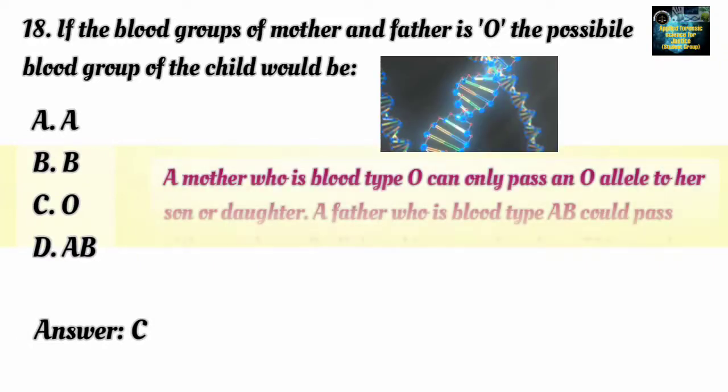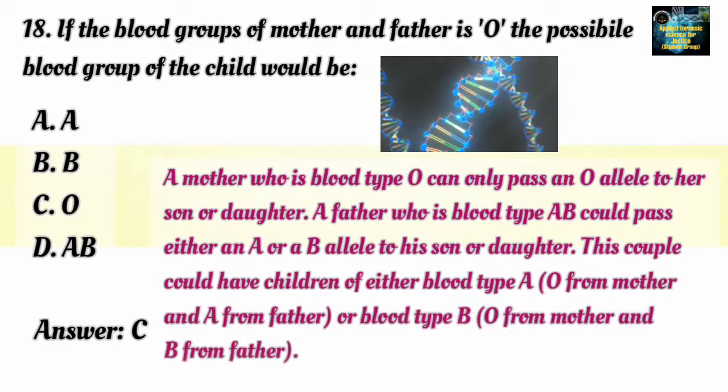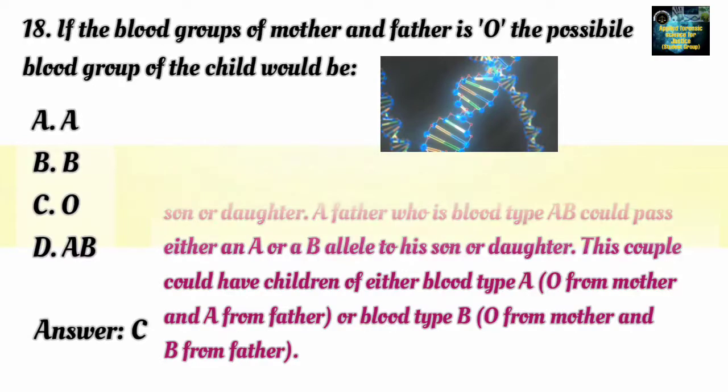A mother who is blood type O can only pass an O allele to her son or daughter. A father who is blood type AB could pass either an A or a B allele to his son or daughter. This couple could have children of either blood type A, that is O from mother and A from father, or blood type B, that is O from mother and B from father.